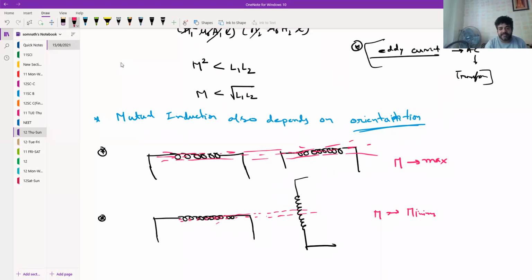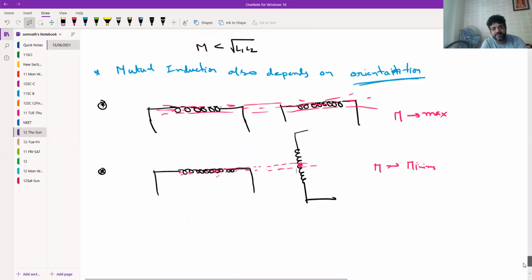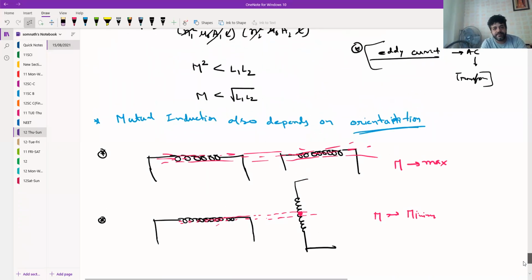That's why the common area, this is the only common area, right, through which the magnetic field passes, right? Means one coil. Yes or no? Yes, sir.